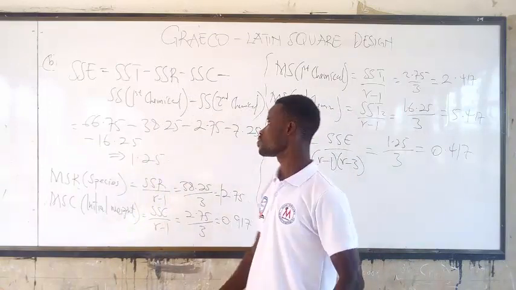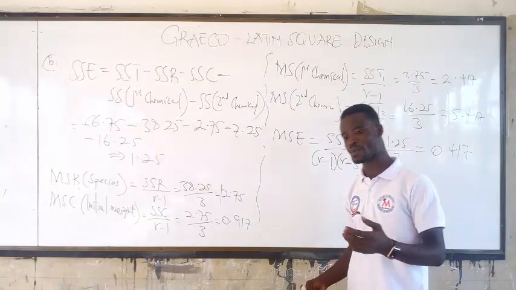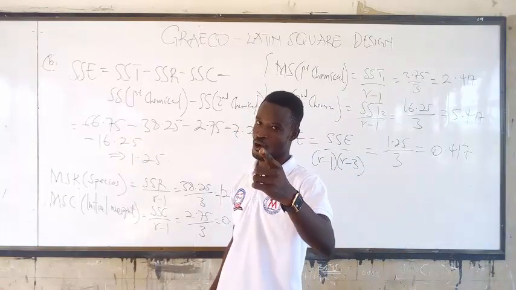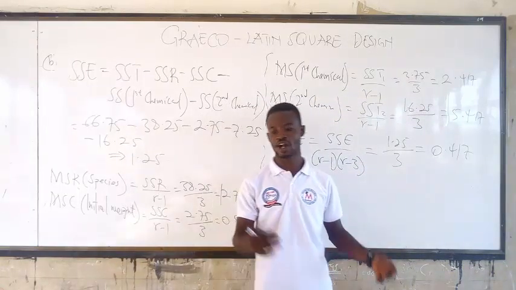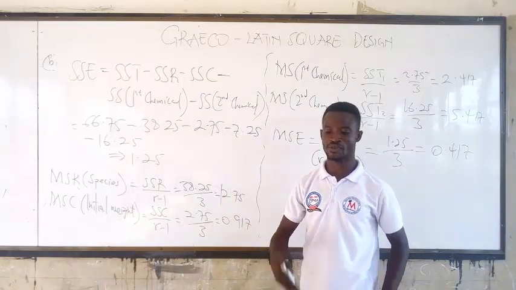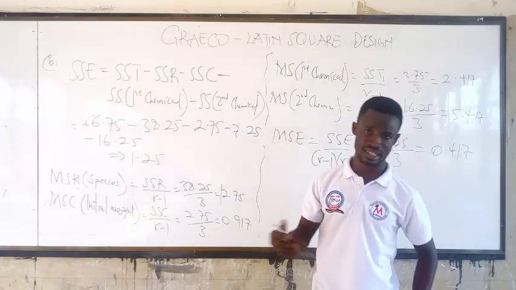Good. So now we are going for the F calculated. So how many F calculated do you think we are going to get? 4, right? Good, we are good. That's the F calculated for the species, F calculated for the initial weight, F calculated for the first chemical, and F calculated for the second chemical.